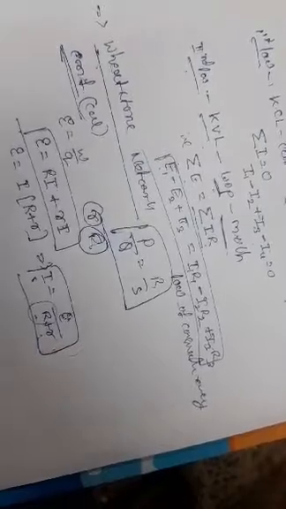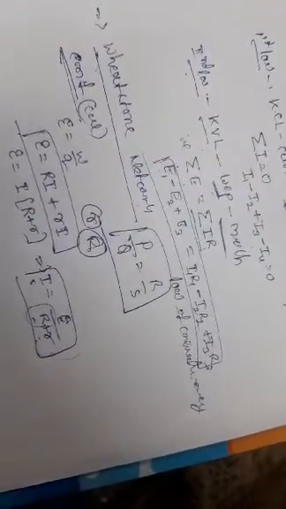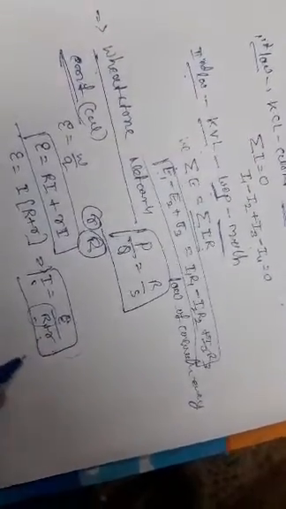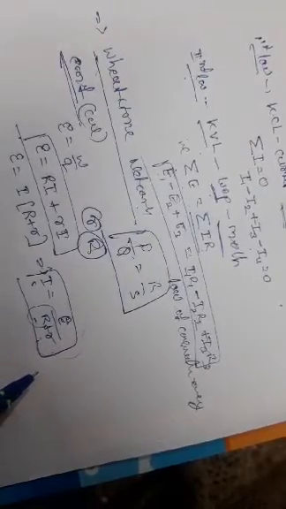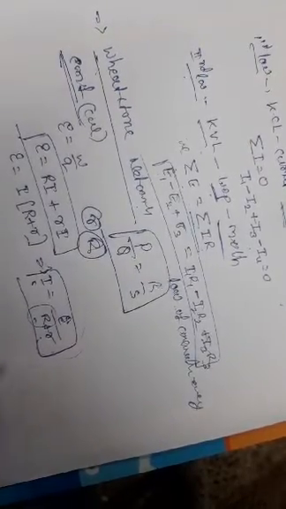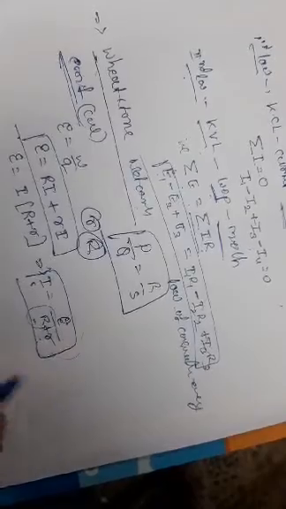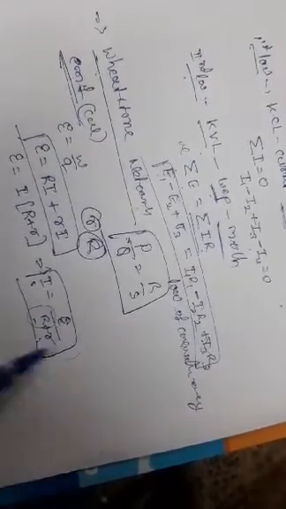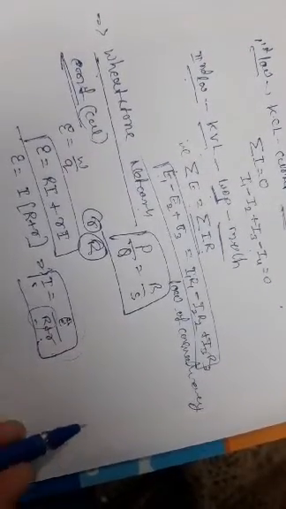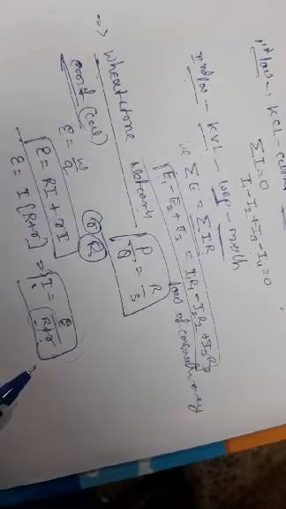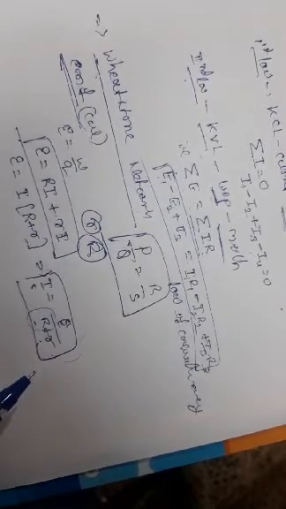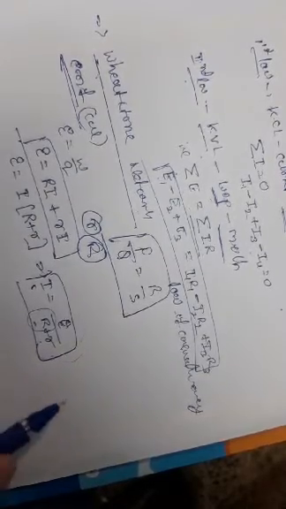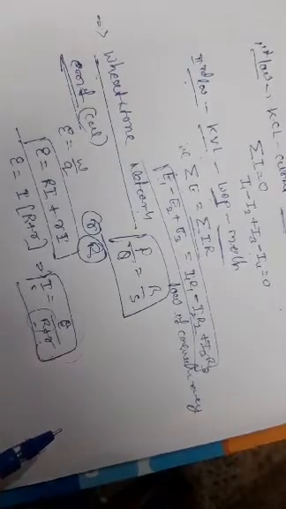In the previous classes, what is the meaning of internal resistance? Internal resistance means the opposition offered by the cell to the flow of charges. That is one part of the resistance. Okay? This is called internal resistance.